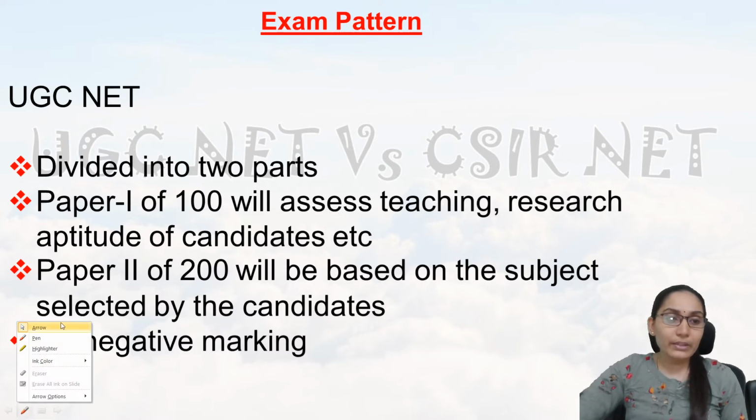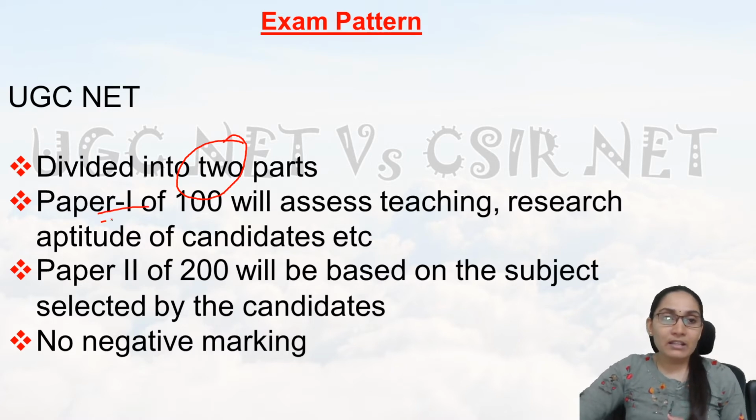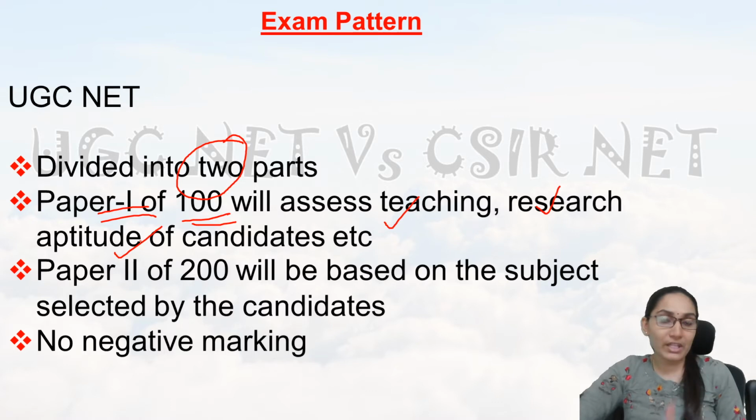Now regarding the exam pattern. The UGC NET examination is divided into 2 parts. Paper 1 consists of 100 marks, and this includes teaching aptitude and research aptitude. Then there are also units like the history of education or educational policies in India. Then there can also be questions on people, environment, development, etc. So paper 1 is basically a general studies paper, with a weightage of 100 marks. Paper 2 is of 200 marks, and this is based on the subject selected by the students.